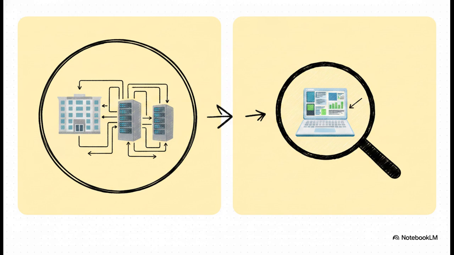The system SDLC is broad and holistic. It brings in network engineers, project managers, and executives to solve big infrastructure problems. Meanwhile, the software SDLC is narrow and super specific. It involves software developers and UI designers focused purely on applications and APIs.